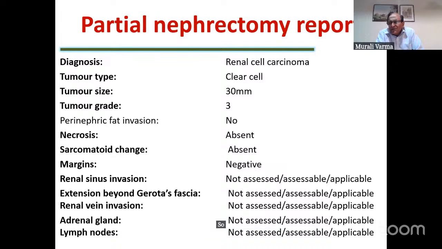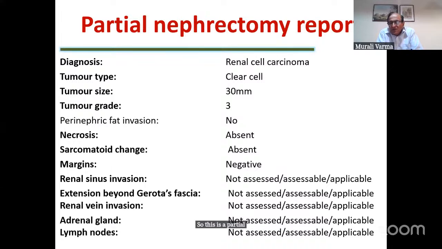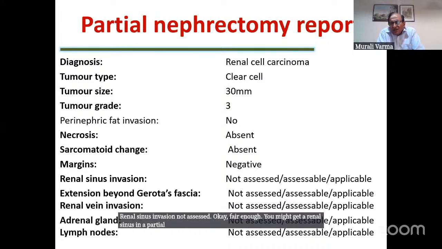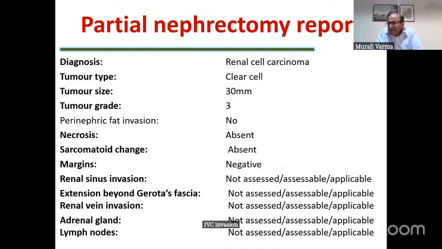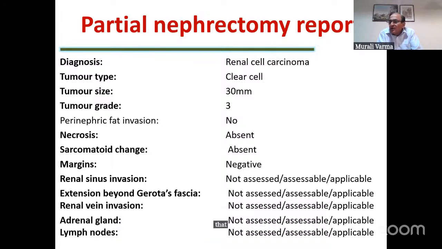So this I see in the UK more and more commonly, and this is partly, I think, a problem with the Royal College data sets. So this is a partial nephrectomy report. Renal sinus invasion not assessed. Okay, fair enough. You might get a renal sinus in a partial nephrectomy, but IVC invasion, adrenal gland, lymph nodes, they have not submitted these specimens. So why do we have to put in our report that these were not assessed or not applicable or whatever?